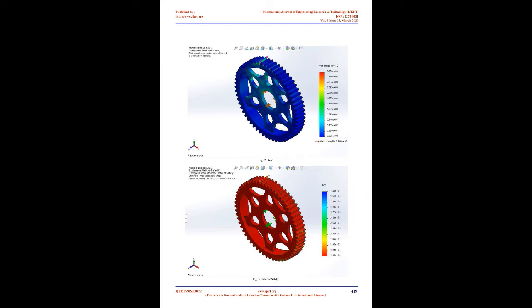Spur gear nomenclature. Basic dimensions of the gear are given. Module, M, equals 2.5. Number of teeth, Z, equals 59. Pitch circle diameter, D, equals M * Z equals 147.5 mm. Width of gear, B, equals 20 mm. Output shaft diameter equals 36 mm.